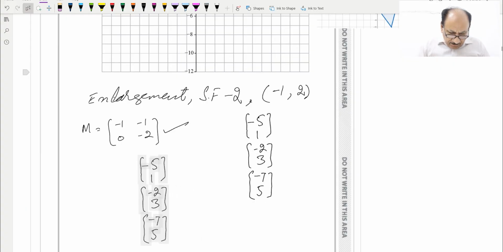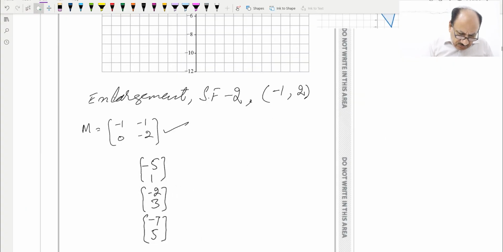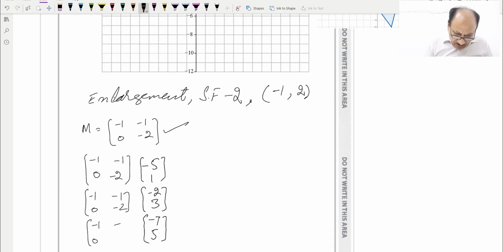How will we be using them? We will be multiplying this transformation matrix with this one. So the transformation matrix is here, minus 1, 0, minus 1 and minus 2. This is how we are multiplying the row of the first one with the column of the second one. So this will be what? We will be writing here.